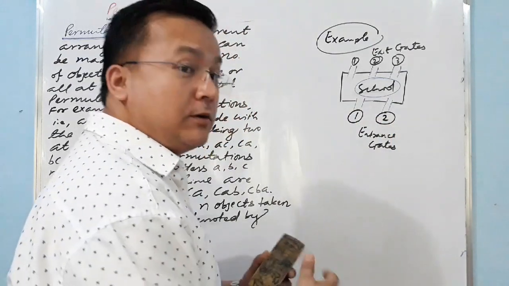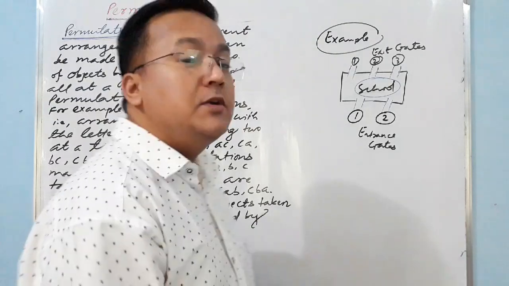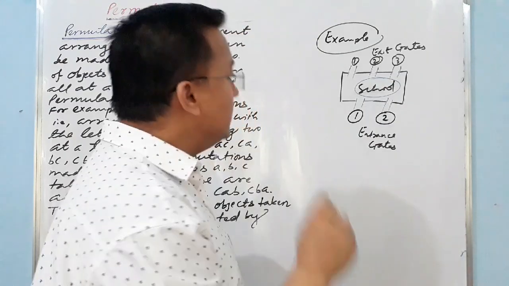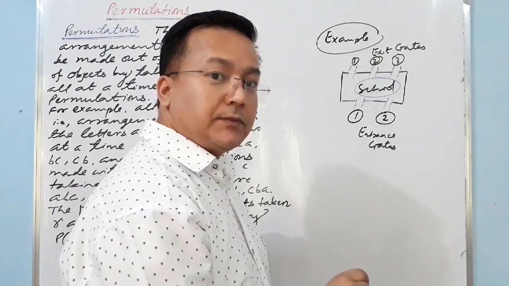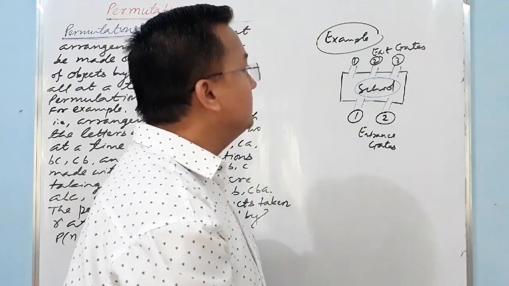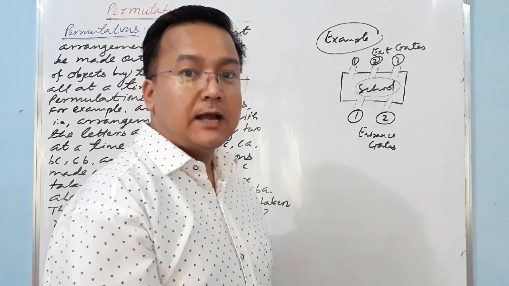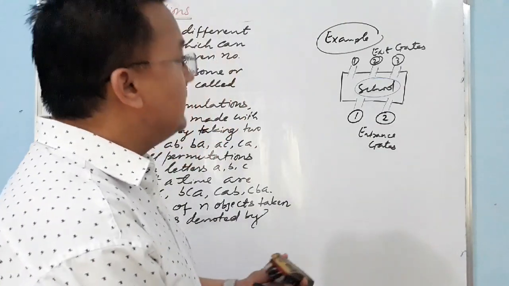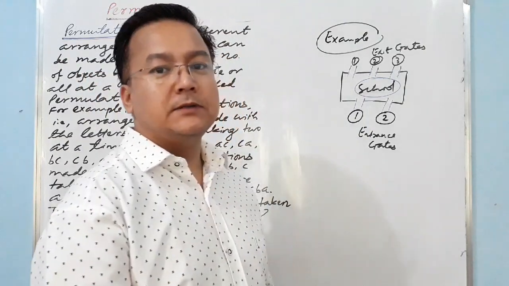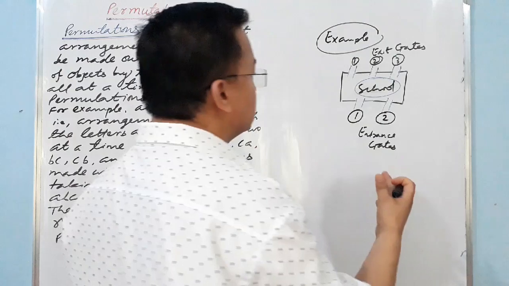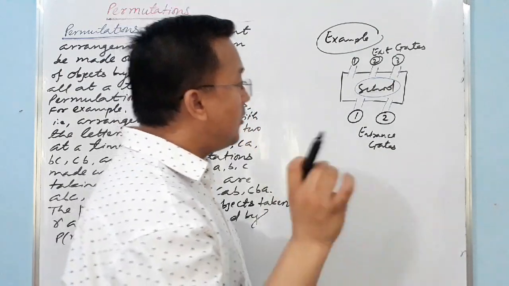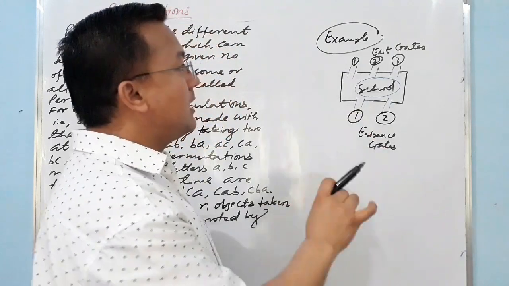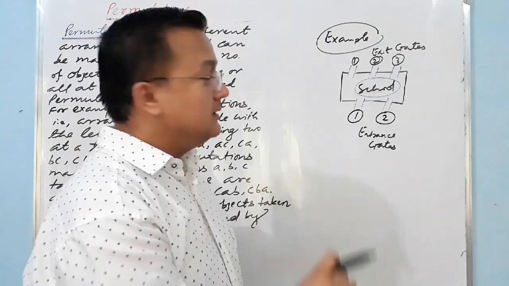Now I'm going to make one question. In how many ways can a student enter into the school and come out from the school? Clear? The question is in how many ways the student can enter inside the school and then come out from the school.